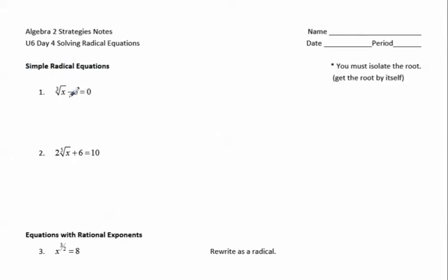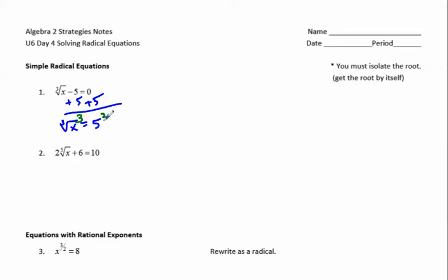If you have a minus 5 and you're trying to isolate the x, you need to add 5 to get rid of that. And you have the cube root of x equals 5. Now the way to get rid of a cube root is to cube both sides. So cube root and cube are inverse operations, they undo each other.